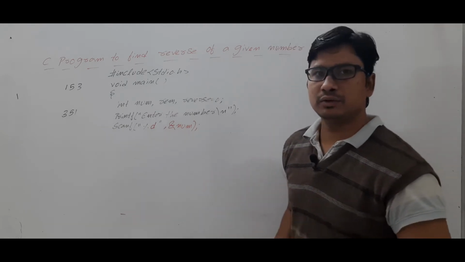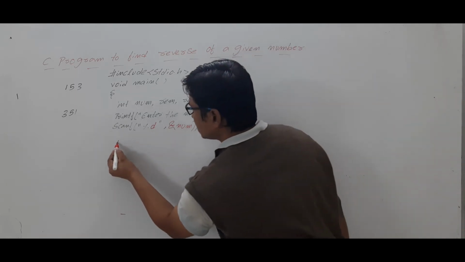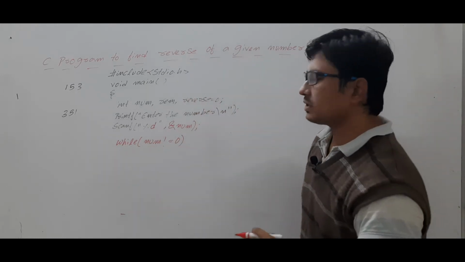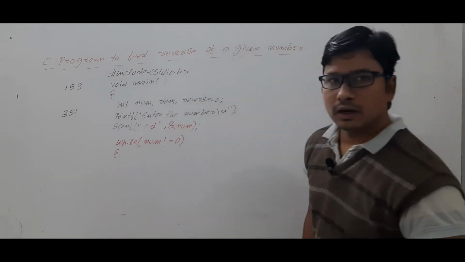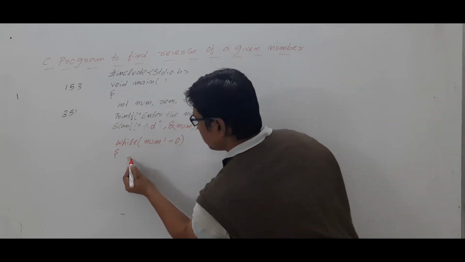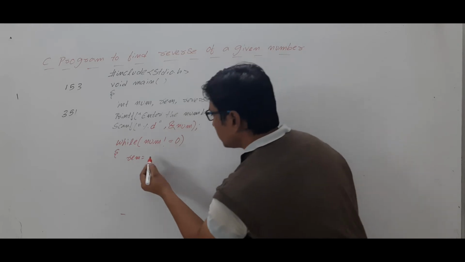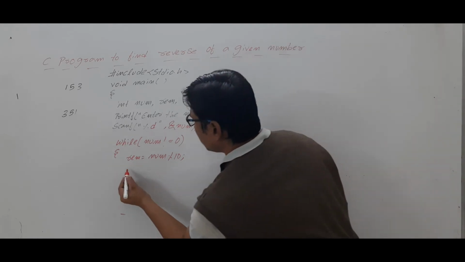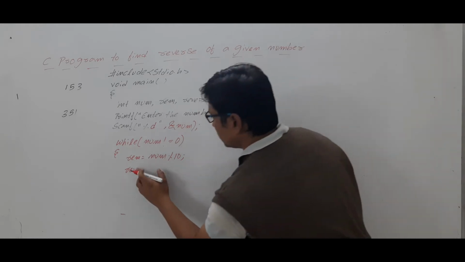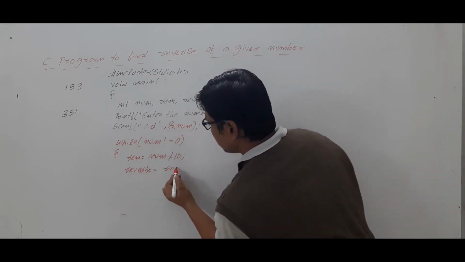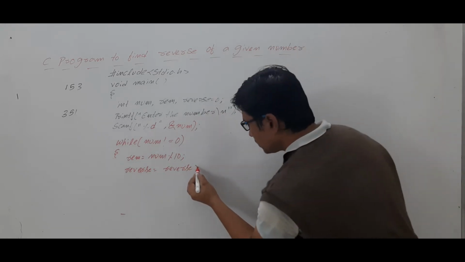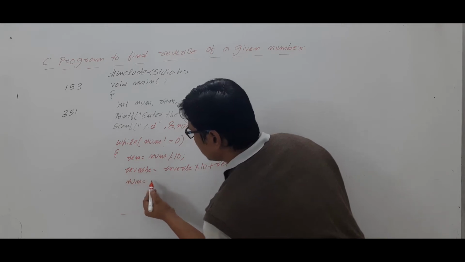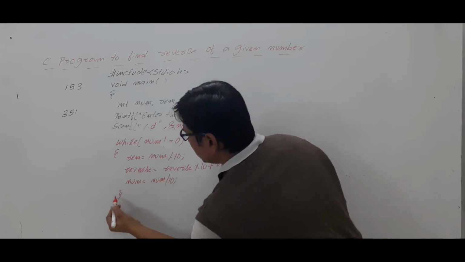Now I need to find the reverse of the given number. How can I do it? While num is not equal to 0, whatever the number which is not equal to 0. First I need to compute the remainder. So remainder is equal to, how can I find the remainder? Given number modulus 10, I will get the remainder. Now reverse is equal to reverse into 10 plus remainder. Then I will compute num is equal to num by 10. And I will close this while loop.